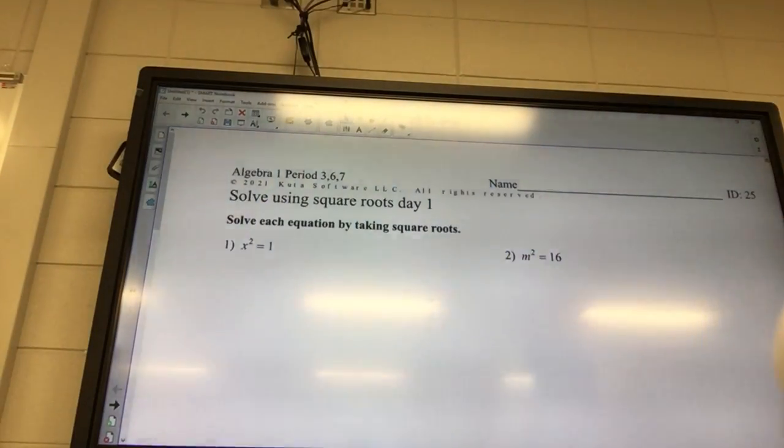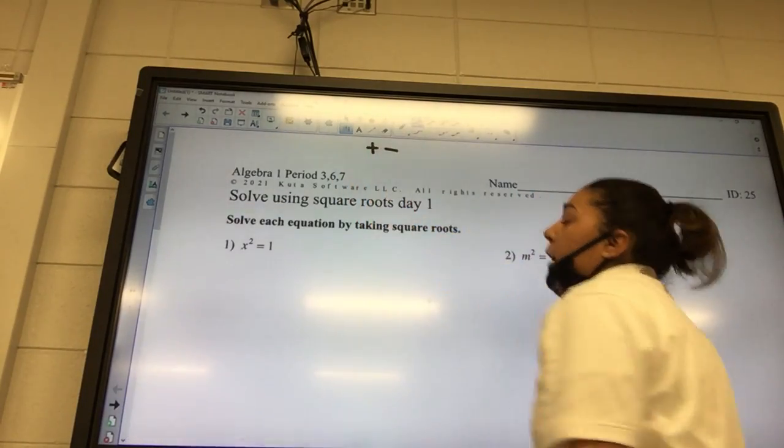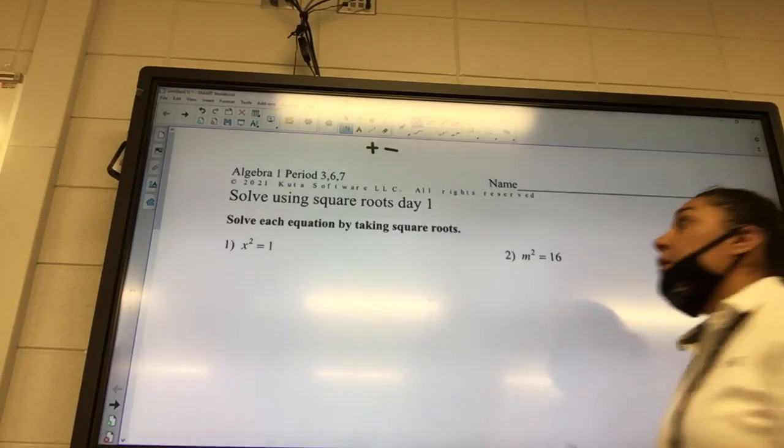Solving equations, okay, what goes with addition? Subtraction, right? We know that. I know you guys know that, right? What about multiplication? Division.